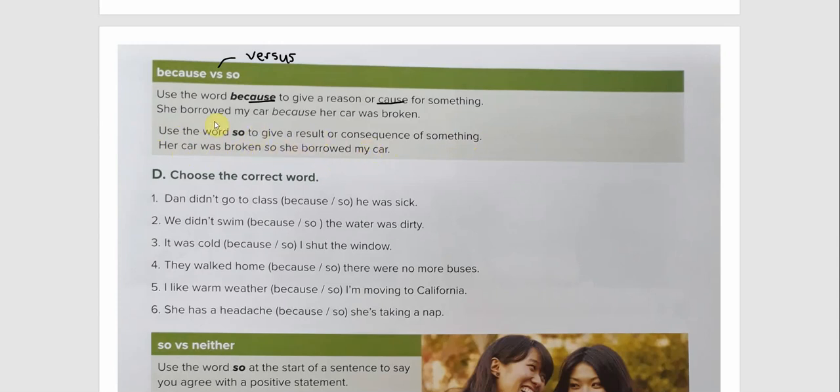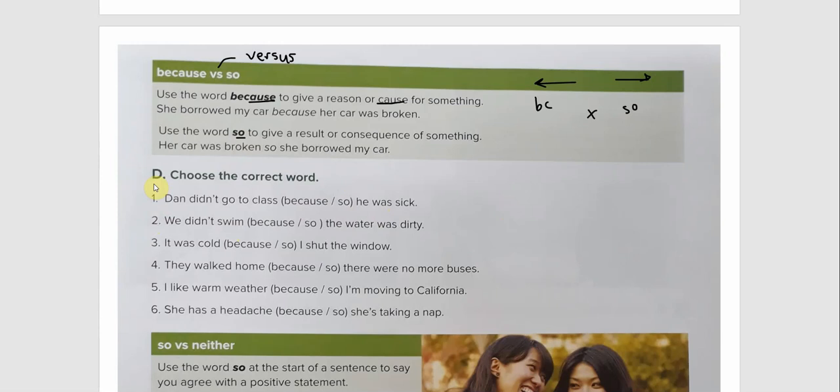All right, so if this is something, because is before and so is after the result. All right, so if that helps you think of it. Also, I guess another way to help is when you use entonces, it's like using so. So let's go to exercise D. Choose the correct word.